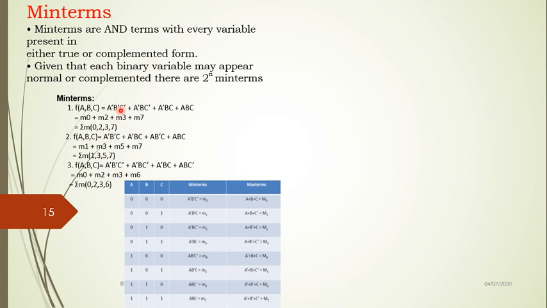Now A dash, B dash, C dash, if we put that into the truth table, we mark for the min term as 0, 0, 0. So this will be termed as the first min term in the given truth table. Then 001 will be marked as the next min term. 010 will be marked as the following min term, and so on.